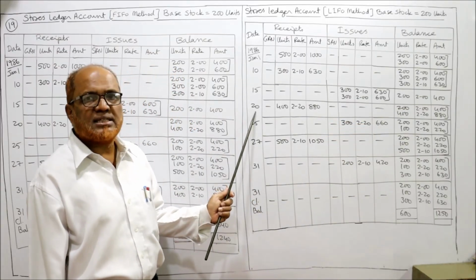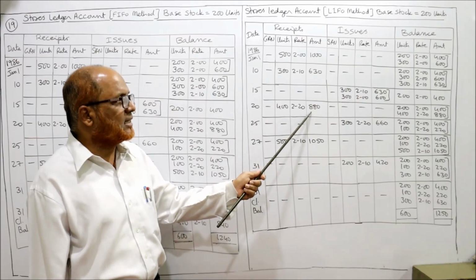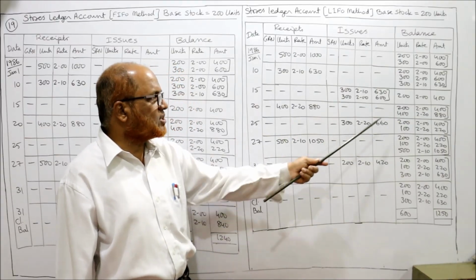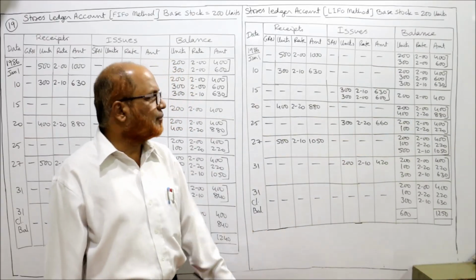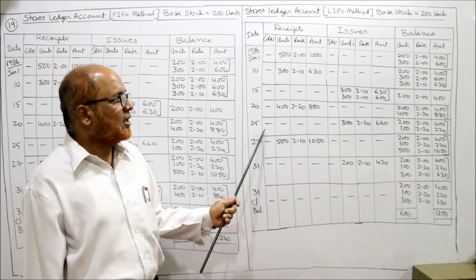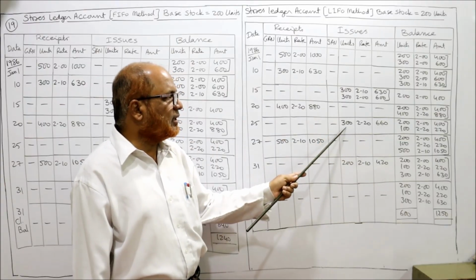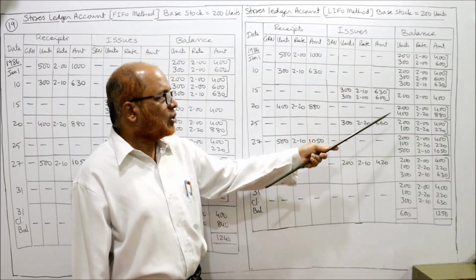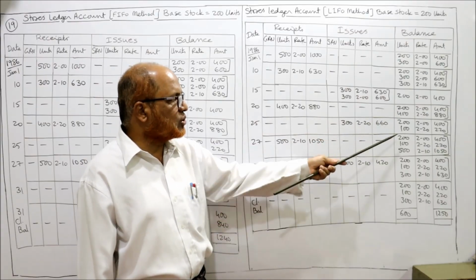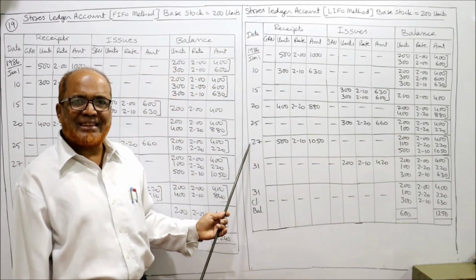Next is 20th Jan. There is a purchase of 400 units at 2 rupees 20 paisa, 880. The old balance was 200 at 2 rupees, 400. New lot purchase 400 at 2.2, 880. Now on 25th, there is an issue of 300 tons. So 300 from which lot? From 400. From 400 I am issuing 300 at 2.2, 660. So this 200 balance remains the same. Out of 400, 300 I have issued, so remaining 100 at 2.20, 220.